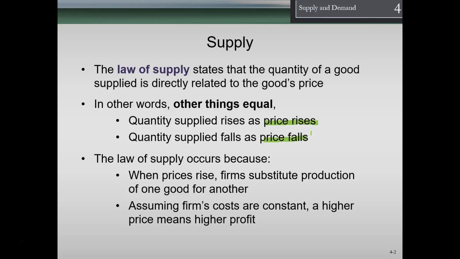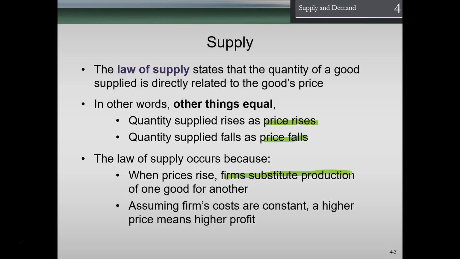This law of supply occurs because when prices rise, firms substitute production of one good for another. So when prices rise, we may sell something else. Instead of donuts, we may sell danishes. Although those are pretty similar, might not be the best example, but that's one thing we can do.